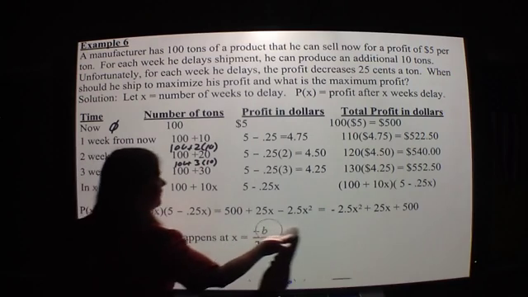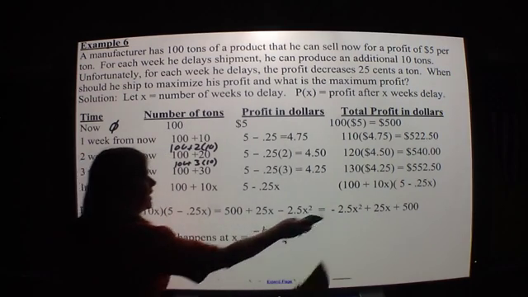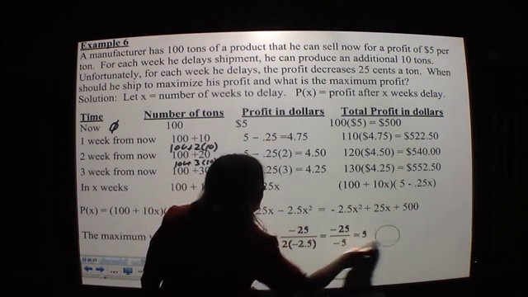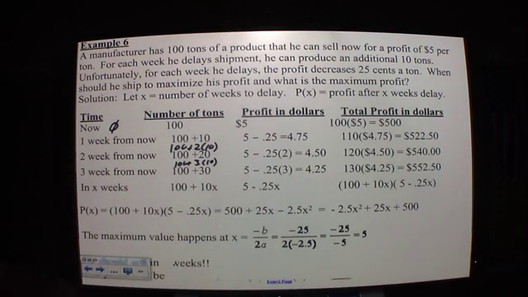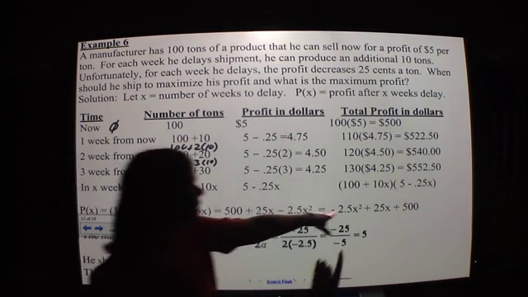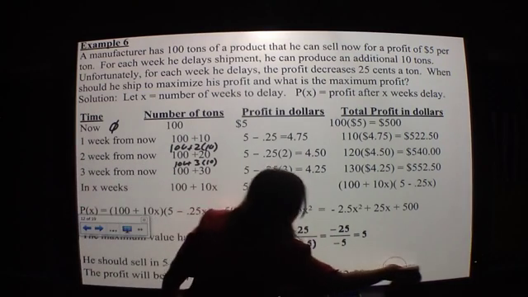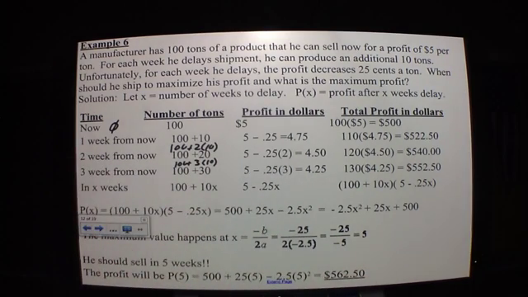So the maximum happens when x is equal to the opposite of b over 2a. The opposite of b is negative 25, over 2 times negative 2.5. So I have negative 25 over negative 5, which is 5. So the maximum happens at x equals 5. X is equal to the number of weeks I delay. So I want to delay 5 weeks. And if I delay 5 weeks, my profit will be, plug 5 into your equation. And when you plug 5 into your equation, you get $562.50.